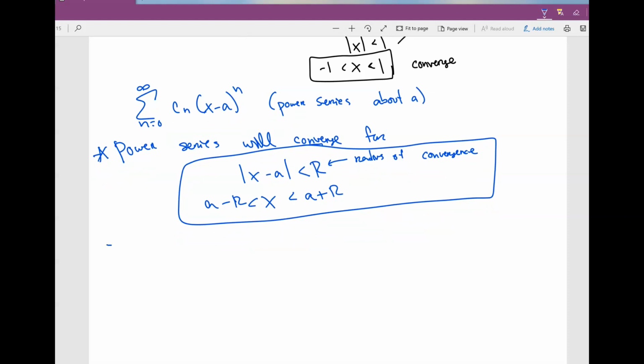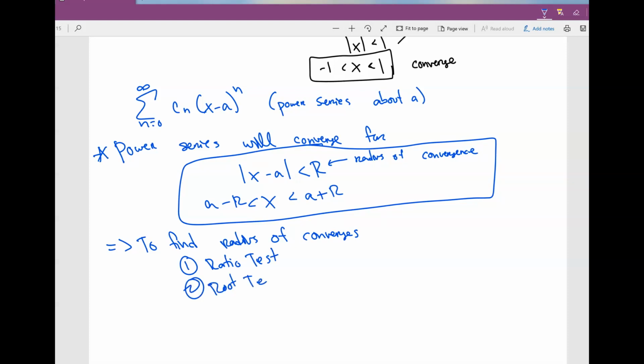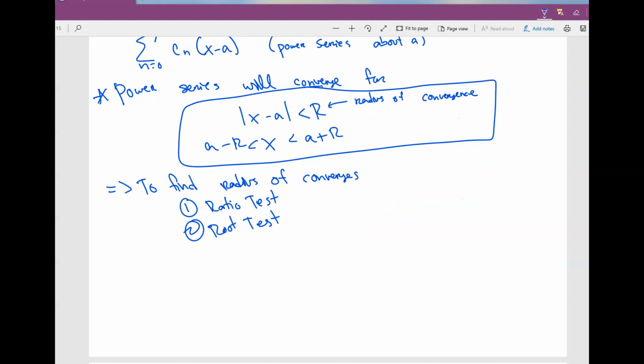So the way that we're gonna do them is to find the radius of convergence. Okay, we're gonna be looking mainly at the ratio test and also the root test. So these are the two tests that are really going to help us out. Okay, and the best way to kind of understand something like this is by doing a problem. Okay, so let's go ahead and start.